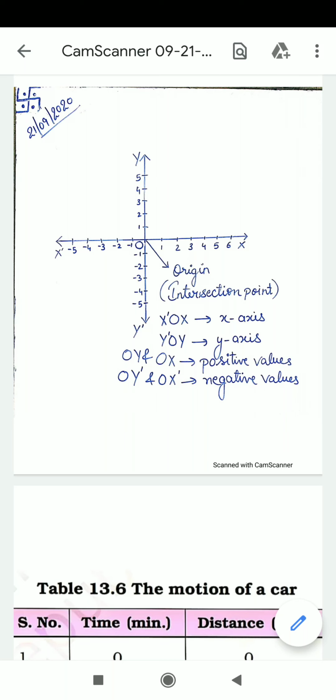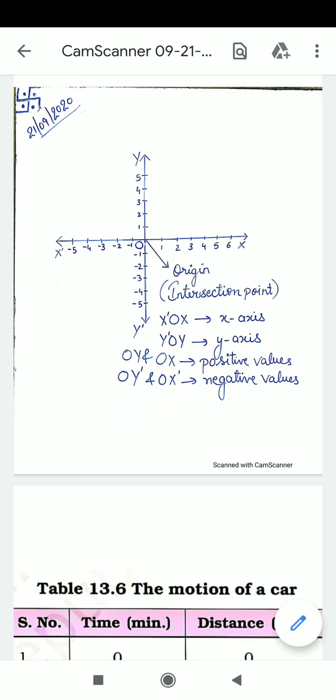Students, now let's see how to draw a distance-time graph. But before plotting a distance-time graph, there are some basic things which you should be aware of. Now let's see over here. First of all, we're going to draw a horizontal line and a vertical line.